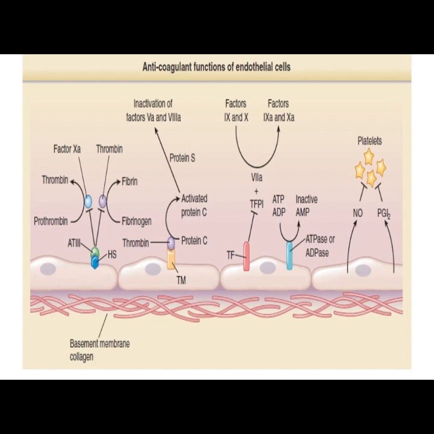Antiplatelet functions. ECs also stop platelets from activating and sticking. Ectoenzymes convert ATP and ADP into adenosine monophosphate, which cannot activate platelets. Nitric oxide and prostacyclin both are strong inhibitors of platelet activation and aggregation. ECs form a barrier that prevents platelets from contacting basement membrane collagen, a strong platelet activator.